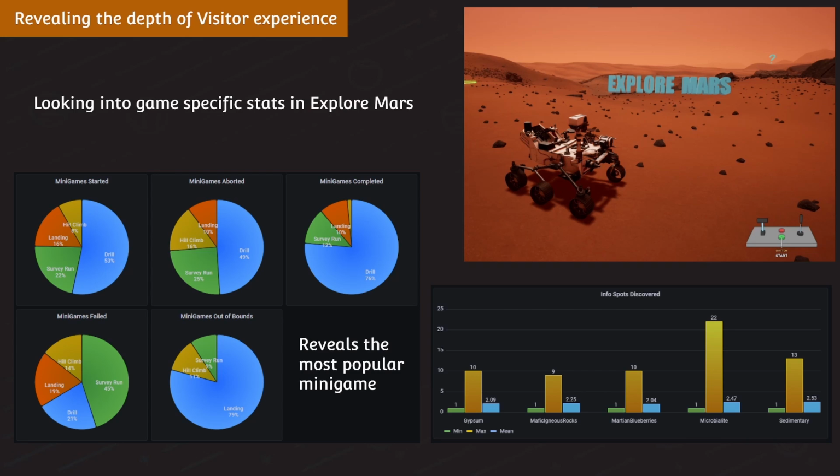And so we can go deeper as well. We have our Explore Mars, an open world exploration game. We have a lot of little mini game experiences dotted throughout it. And we can measure how many times people are playing certain ones and what the distribution of the most popular ones is. For instance, in this case, I lost a bet and it turned out the drill job was actually the most popular. And we can actually see how some of those events end. We can see that for some reason in the landing mini game, everyone goes out of bounds. Not quite sure why. We'll look into that one. But we can see info spots discovered, which is pretty cool.